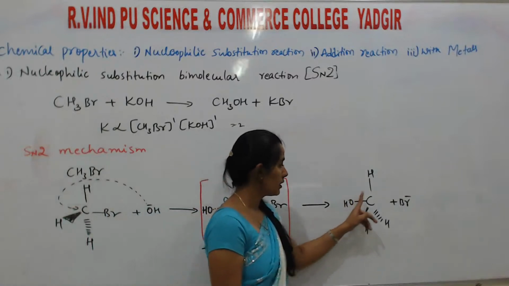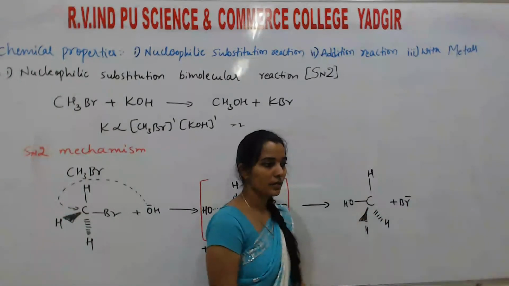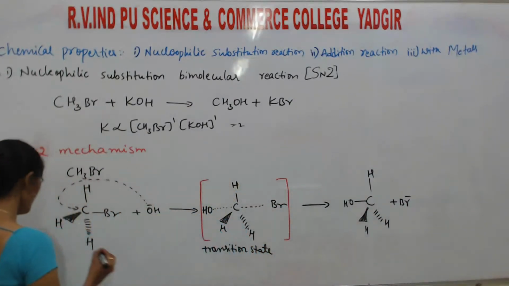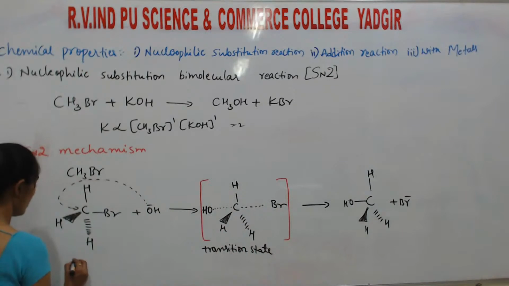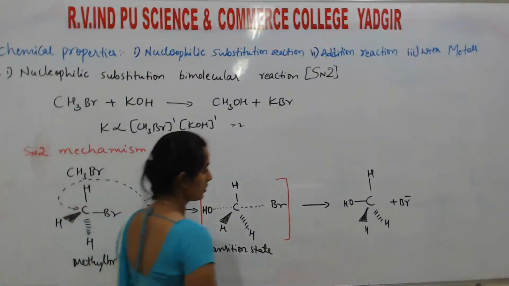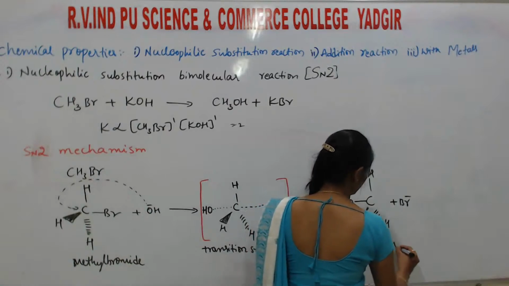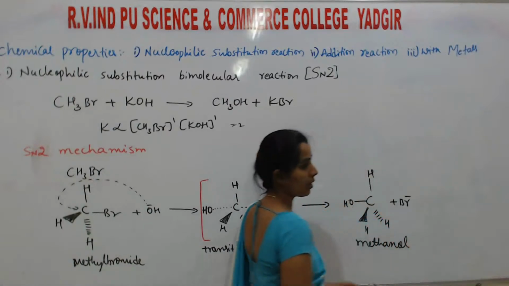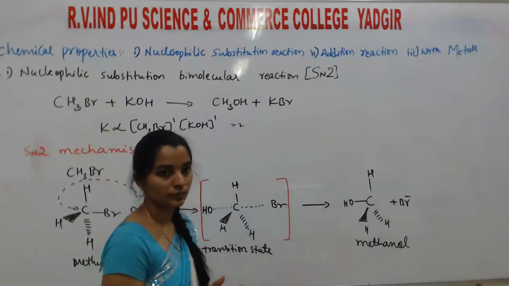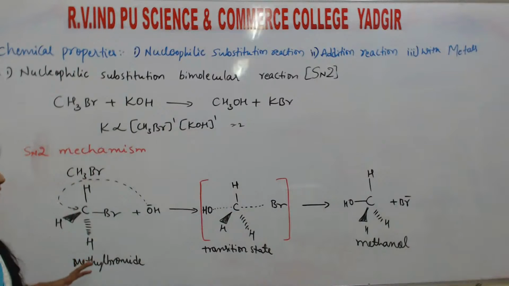So after that, the Br dissociates and this OH associates with this carbon atom. This one is methyl bromide. This one is methanol, and methyl alcohol. Okay, so this is the SN2 mechanism. If you write this much, you will get full marks.